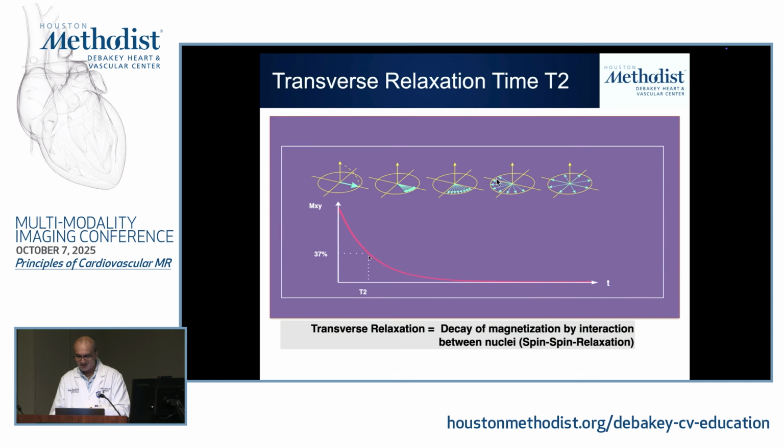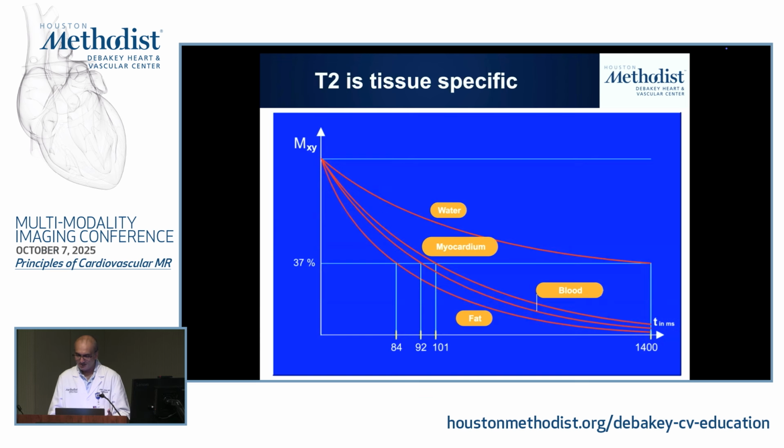The rate at which this decay occurs, the T2 time, is defined as the time it takes to get down to 37% of the original magnetization. So once you tip everything over, you're starting at 100, but it starts to separate out again, and once you get down to 37%, that's your T2 time. So T2 is also tissue specific.